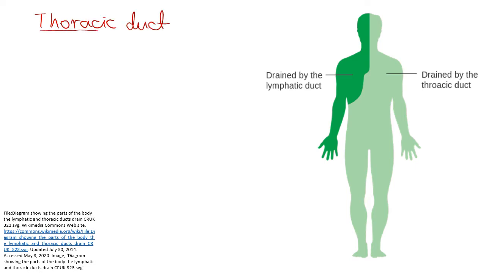Now, the thoracic duct is responsible for the drainage of lymph from both sides of the body inferior to the diaphragm. So let's draw in the diaphragm, let's say here, and this is assuming that the diaphragm obviously moves up and down with inspiration and expiration. The thoracic duct allows for drainage of lymph fluid inferior to the diaphragm on both sides of the body and on the left side of the body superior to the diaphragm. So let's write that down.